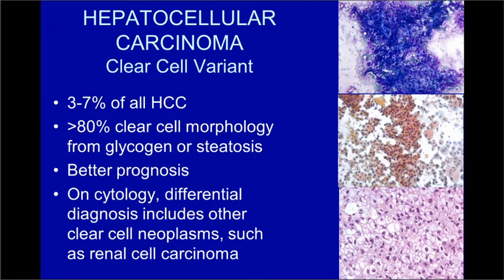The other variant that I think is worth mentioning is the clear cell variant. This accounts for about 3 to 7% of all hepatocellular carcinomas. It has a significant clear cell morphology due to glycogen or steatosis. And supposedly it has a better prognosis. And the key issue with this may not be identifying it as malignant, but the fact that the differential diagnosis might include a metastatic malignancy such as renal cell carcinoma. So here we see a cluster of cells with a vascular pattern, and the cytoplasm seems a little bit clear and vacuolated. Here on the Papanicolaou stain, we can more clearly see the clear cytoplasm with the centrally located nuclei. On histopathology, we see centrally located nuclei with very clear cytoplasm, either a large vacuole, as we see here, or numerous smaller vacuoles.